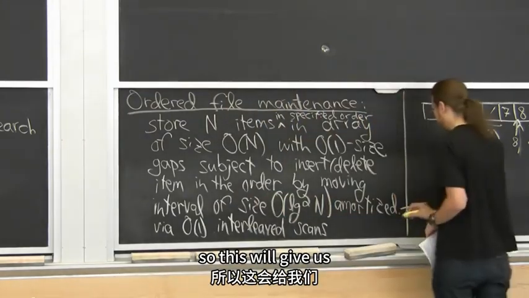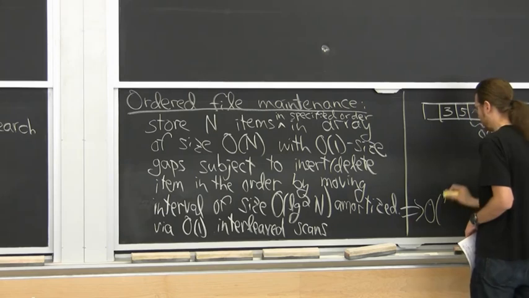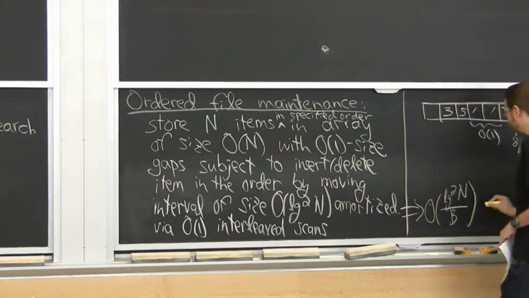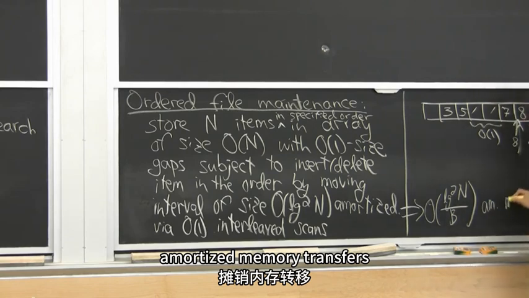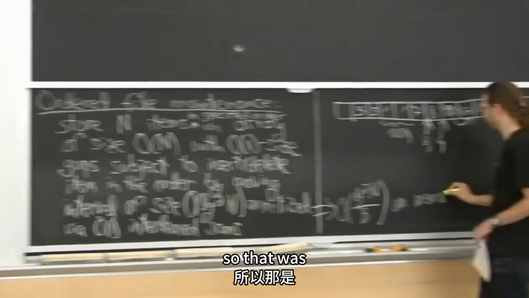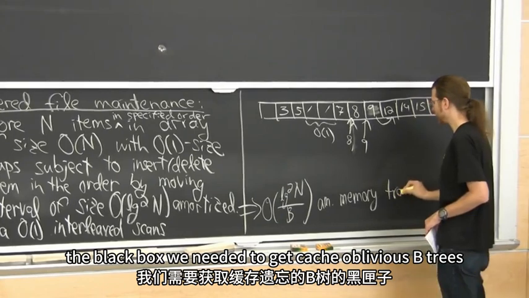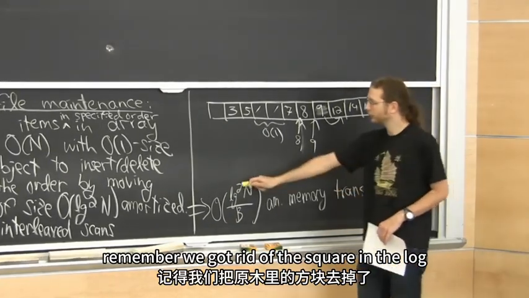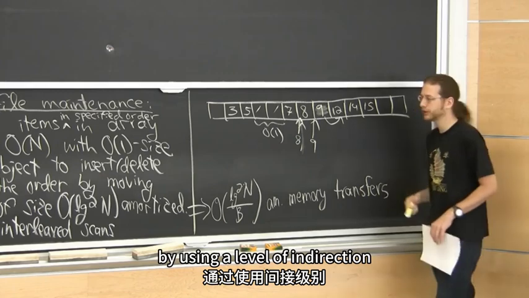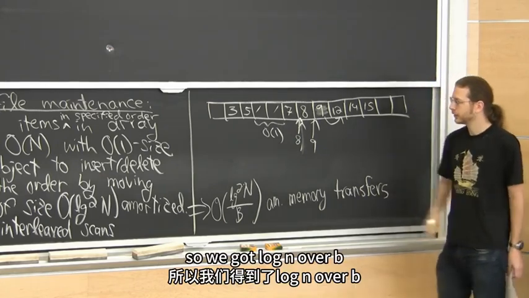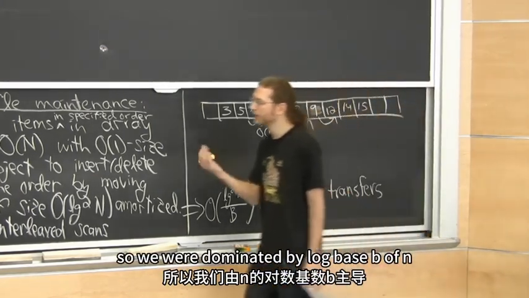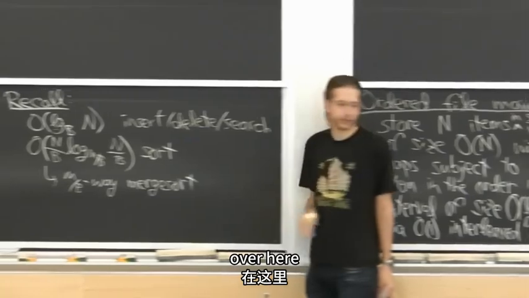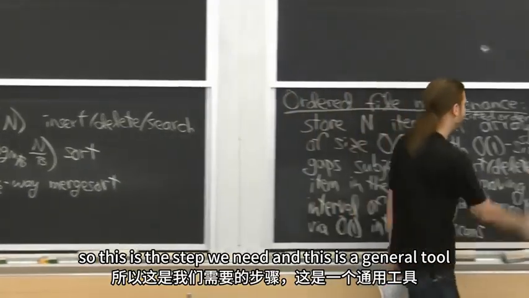So this will give us log squared n over b amortized memory transfers. So that was the black box we needed to get cache oblivious B trees. Remember, we got rid of the square and the log by using a level of indirection. That removed one of the logs. So we got log n over b. So we were dominated by log base b of n, which is what we had for the search over here. So this is the step we need.